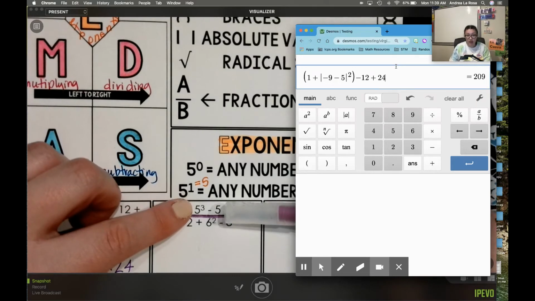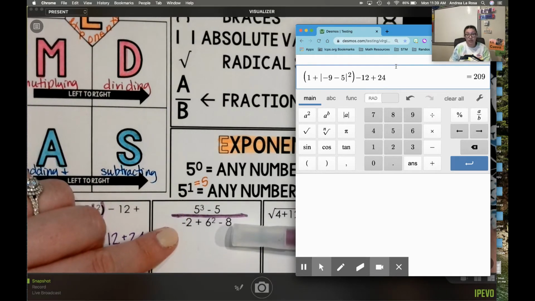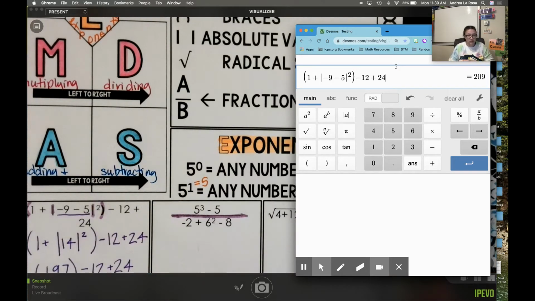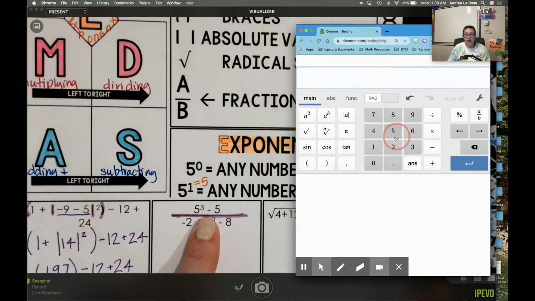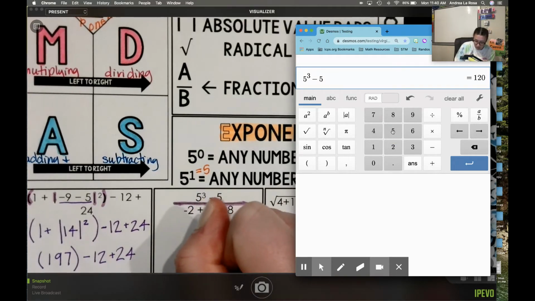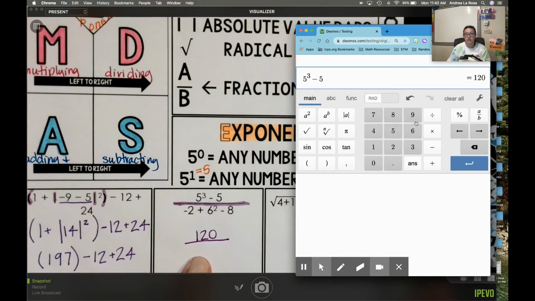So that means I have to do the top part by itself, and then I have to do the bottom part by itself before I divide. So let's go ahead and do that. The top part by itself, I have 5 to the third power. Again, the exponent is that A to the B button. 5 to the third power minus 5, and I get 120. So my top part is 120 divided by my bottom part. So that's -2 plus 6 squared.